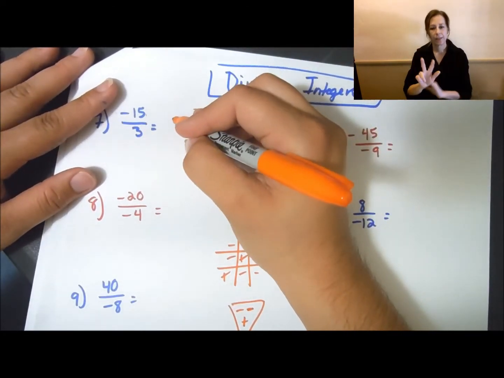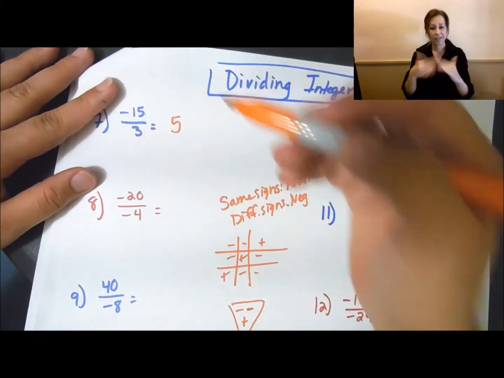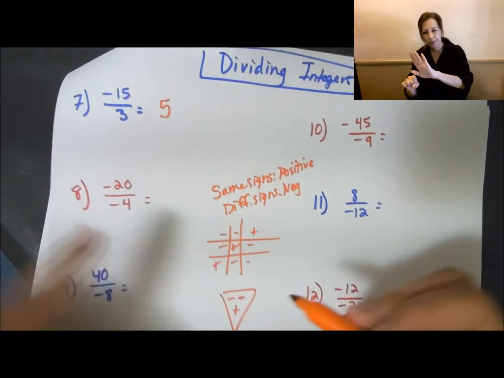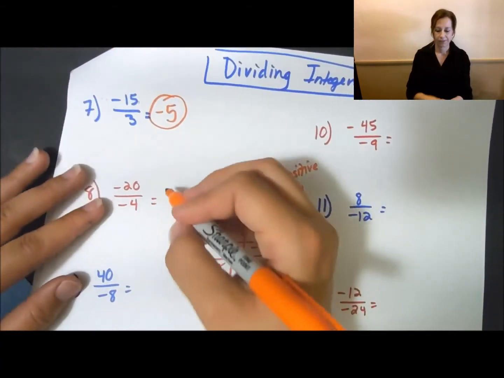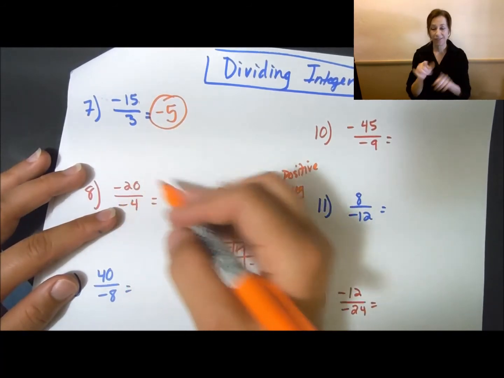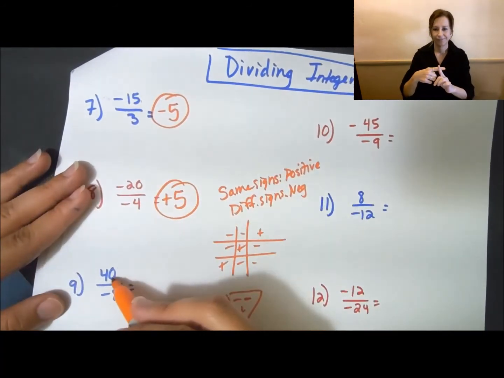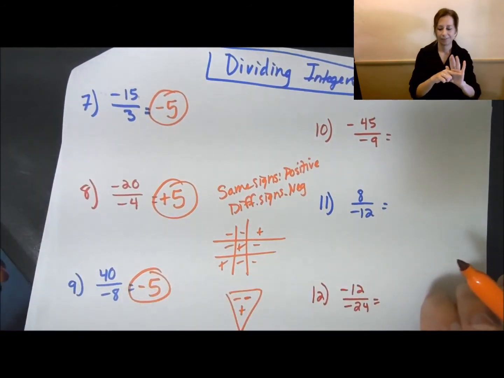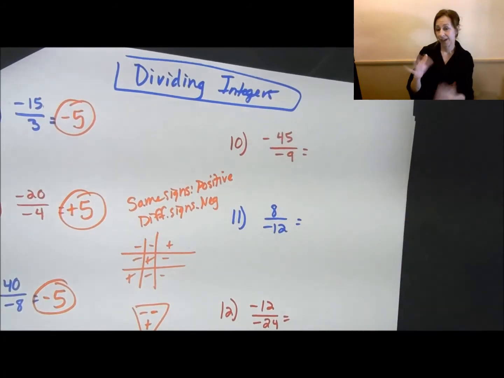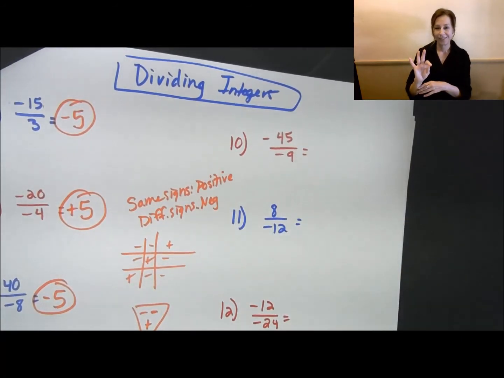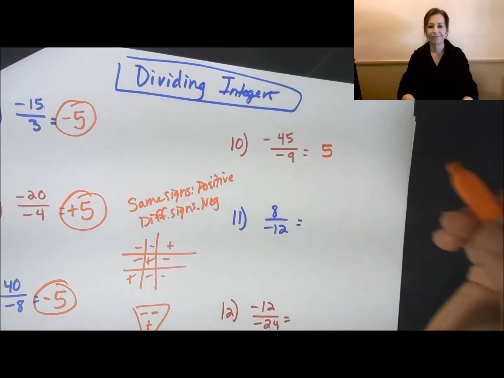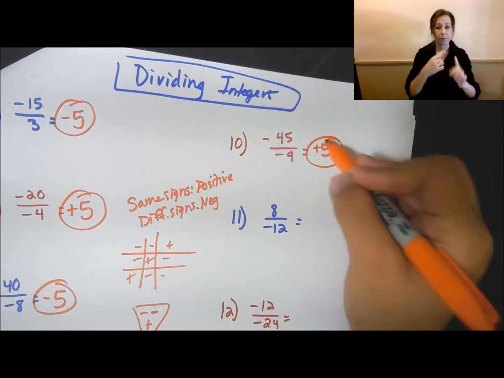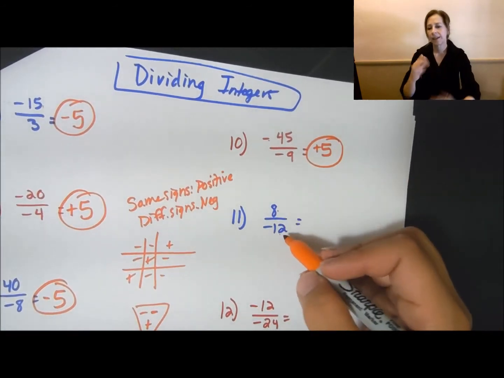15 divided by 3 is 5. A negative divided by a positive. So if I look at my pizza face, cover up the two different signs, I get a negative. So negative 5. 20 divided by 4 is 5. Same sign, positive. 40 divided by 8 is 5. Different signs, negative. 45 divided by 9 is 5. A negative divided by negative is a positive. There we go. 8 divided by 12.